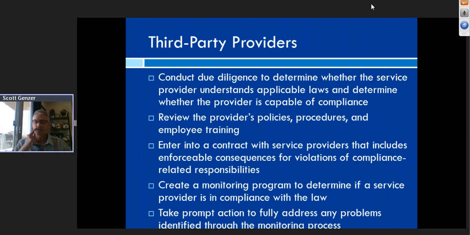We should only enter into contracts that have enforceable consequences if they violate those responsibilities. We should monitor and create a program to determine if they stay in compliance with the law. And we should always take prompt action to fully address any problems identified when we monitor their process.